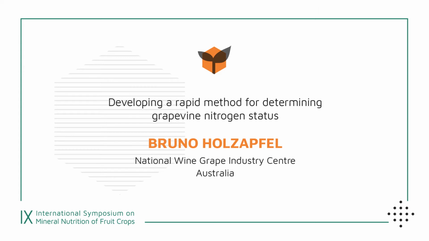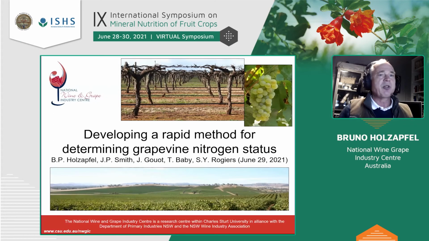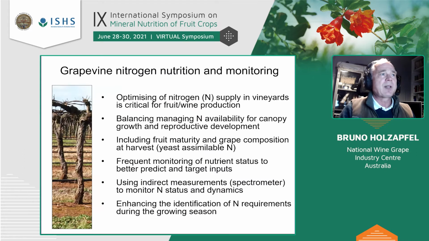I'm talking about developing a rapid method for determining grapevine nitrogen status. This is important to manage the nitrogen in the vineyard over the whole season, not just at a time point. So a bit of background on this.